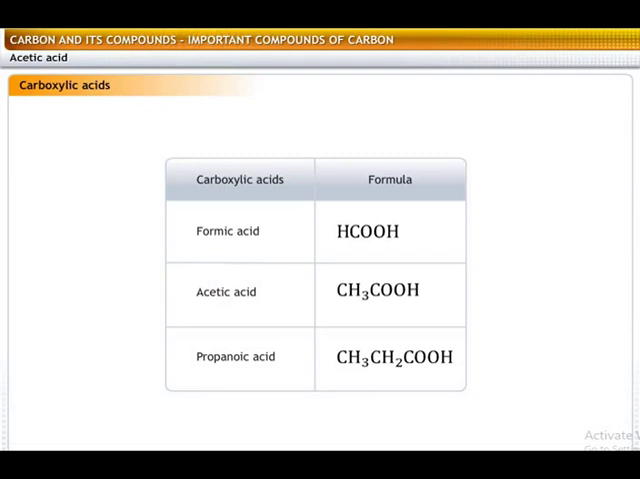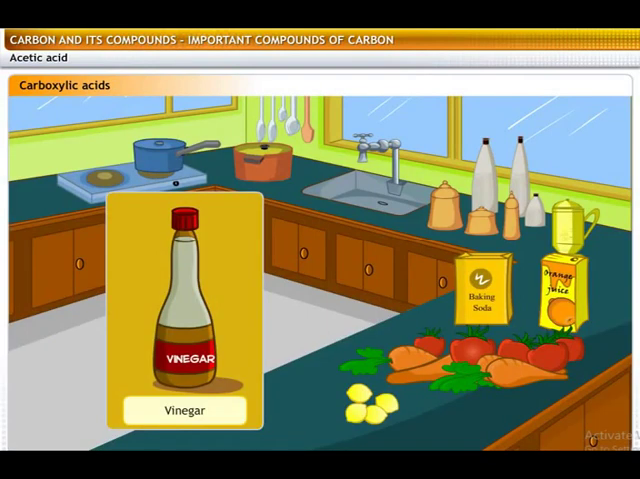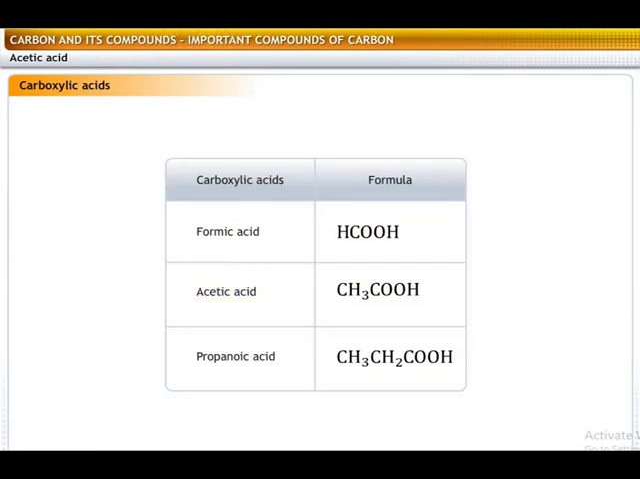From alcoholic compounds, let's move to another important group of organic compounds of carbon, carboxylic acids. Carboxylic acids contain a carboxyl group, COOH, as their functional group. A very common item in our kitchens, vinegar, is actually a carboxylic acid. It is also referred to as dilute acetic acid. Vinegar is actually a 5 to 8% solution of acetic acid in water. Acetic acid is a member of the family of carboxylic acids.